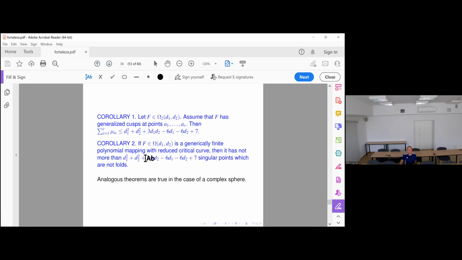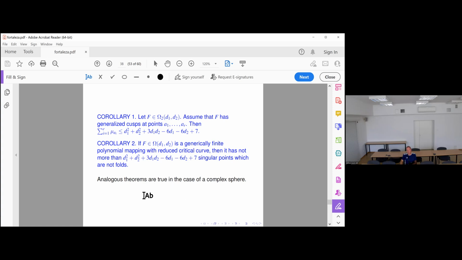And here is maybe the most interesting corollary. If F is a generically finite polynomial mapping with reduced critical curve, then it has not more than this number of singular points which are not folds. This means it can have only this number of isolated critical points. And here the assumption is only that this mapping has a reduced critical curve.